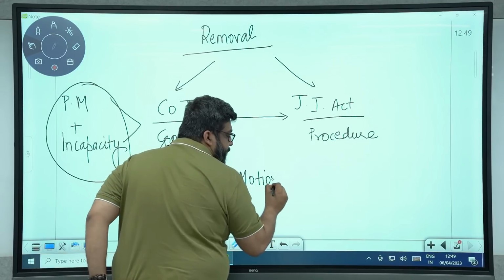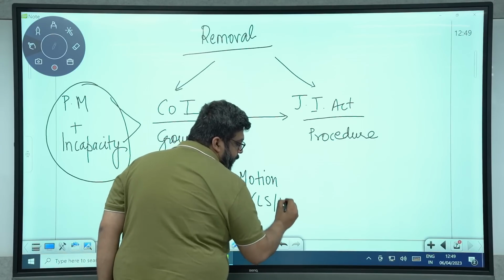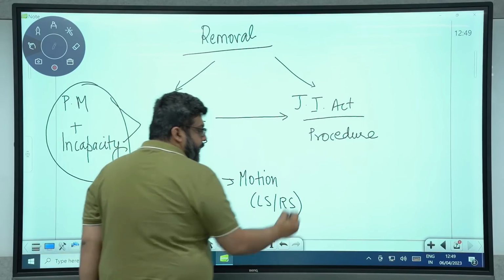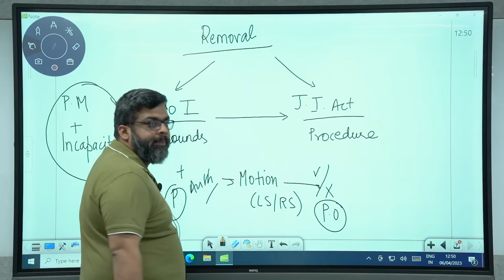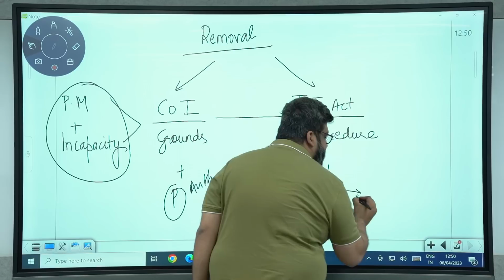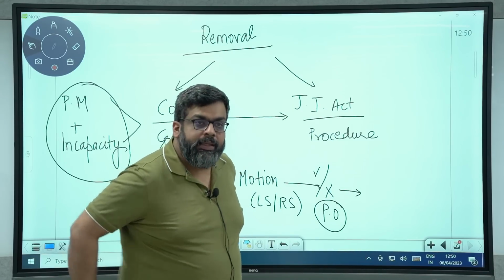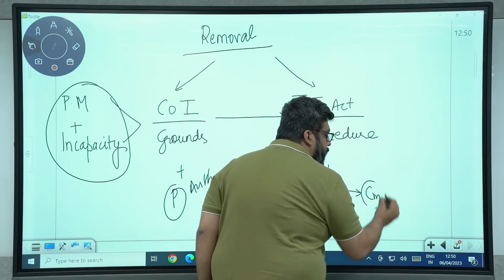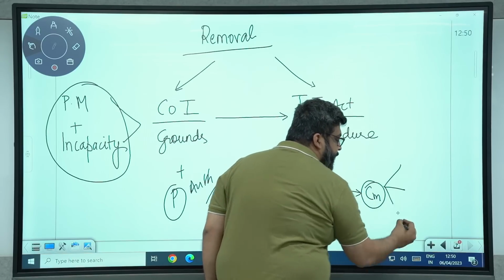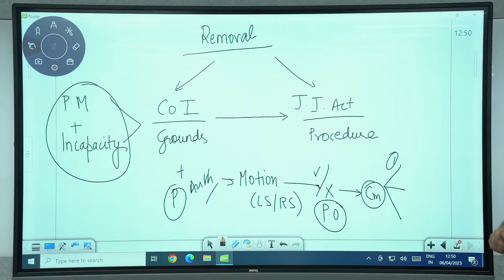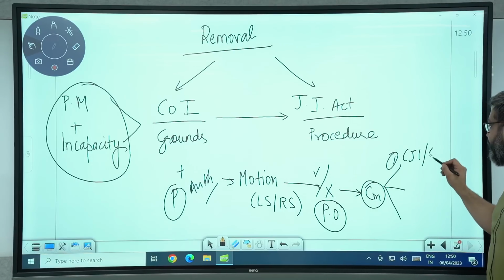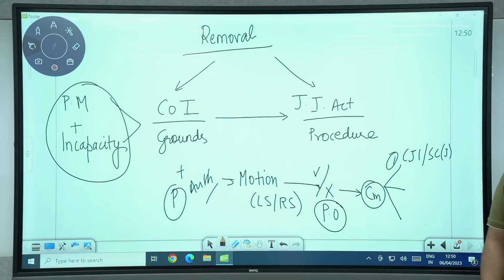First, a motion is presented to either the Lok Sabha or the Rajya Sabha. Are we clear? This motion can be accepted or rejected by the presiding officer. Are we clear? Once it has been accepted by the presiding officer, then a committee has to be formed. This committee will have 3 people in it. In the first setup, the first person will either be the Chief Justice of India or a Supreme Court judge. If you're removing the CJI, then the Supreme Court judge. If you're removing the Supreme Court judge, then the CJI.